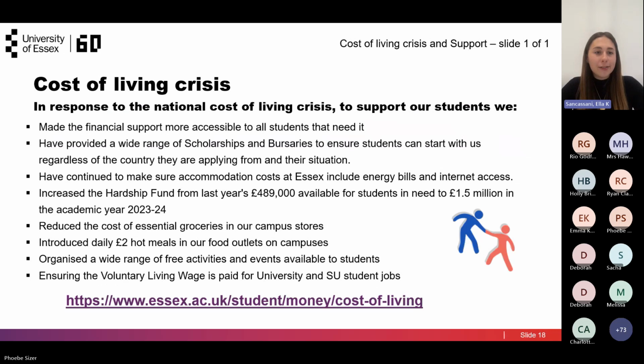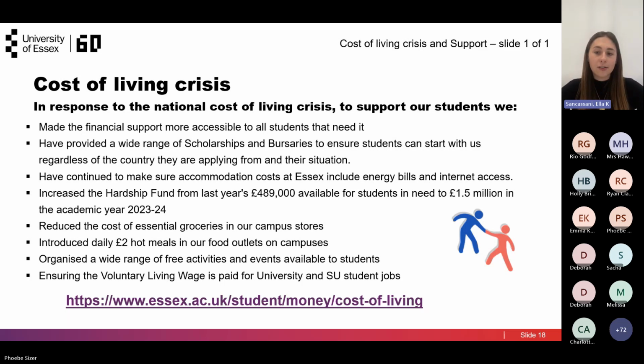So the cost of living crisis. In response to the national cost of living crisis, to support our students, we have made the financial support more accessible to all students that need it at the University of Essex. We've provided a wide range of scholarships and bursaries to ensure students can start with us, regardless of the country that they are applying from and their situation. We've continued to make sure that accommodation costs at Essex include energy bills and internet access, and we have increased the hardship fund from the £489,000 available to students in 2022 to £1.5 million in the academic year 2023/24.